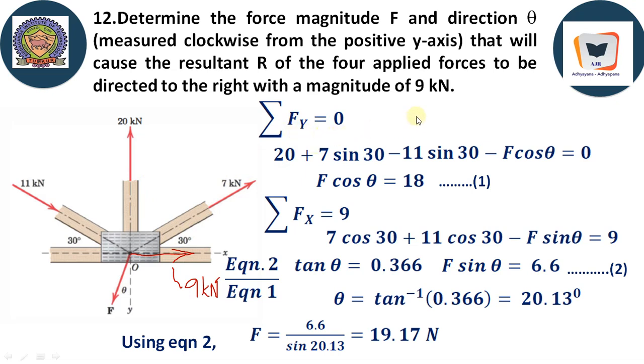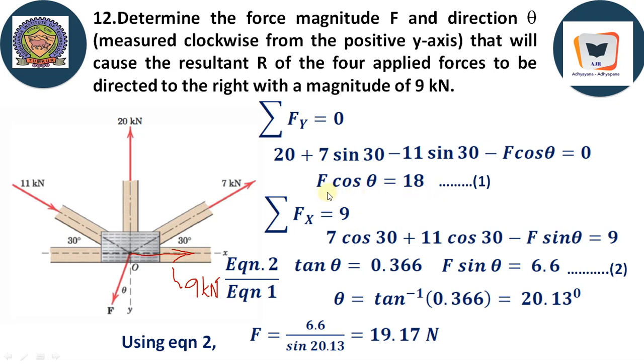Sigma Fy equal to 0 because the resultant is horizontal. Fy: this is a direct vertical force, 20, plus 7 sine 30. This is also a vertical force going up, minus 11 sine 30. The vertical component of this force is directed vertically downwards, minus F cos theta. Of course, this is already going down. F cos theta equal to 0. Therefore, F cos theta equal to 18. Upon simplification, we will get F cos theta equal to 18.